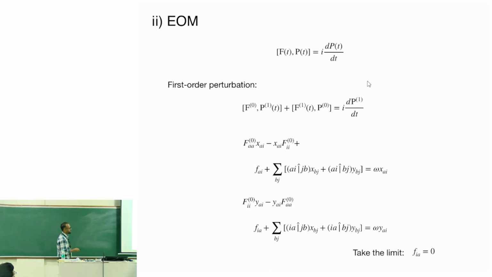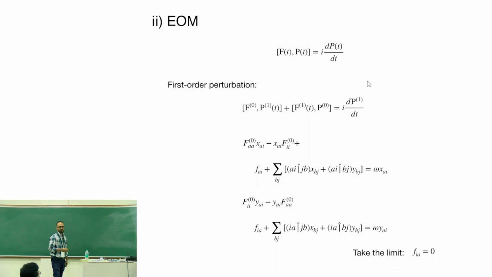And I'm going to evaluate the whole thing in the limit F_IA is equal to 0. That is the perturbation that I'm going to be applying, so that is going to be vanishing, okay?